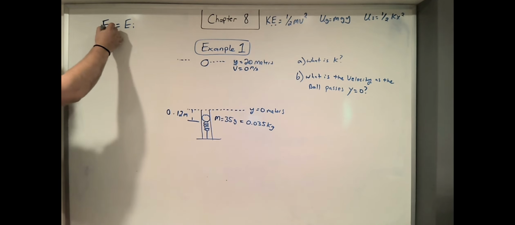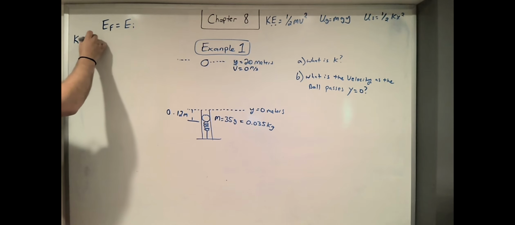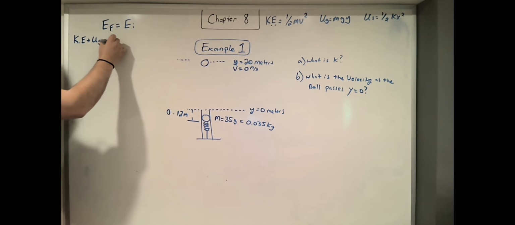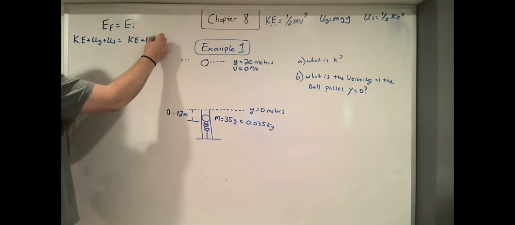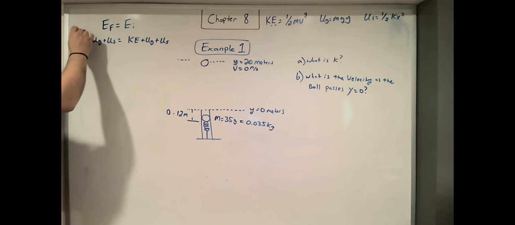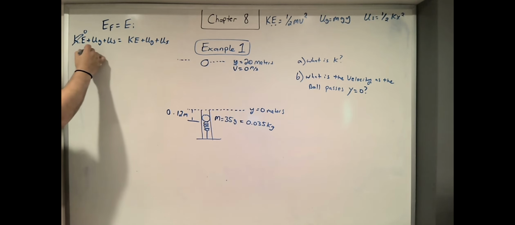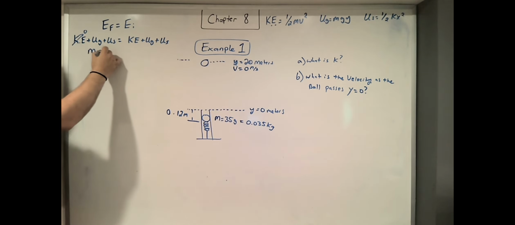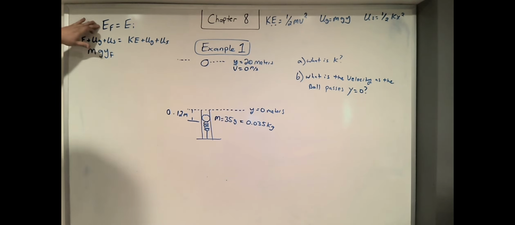If I were to write all these out, this is usually how I would do it. I would say kinetic energy plus gravitational plus spring is equal to kinetic energy plus gravitational plus spring. Okay, and then it lists all my energies. Now I know this one is zero. Kinetic energy is zero. But gravitational energy stays in, which is going to be mg y final, because we're in the final side of energy.